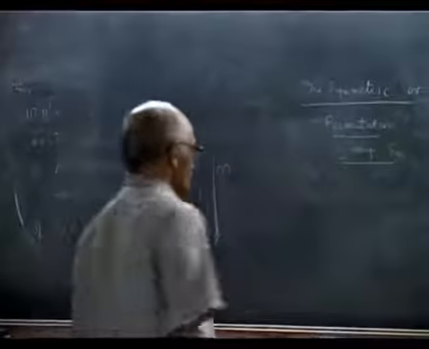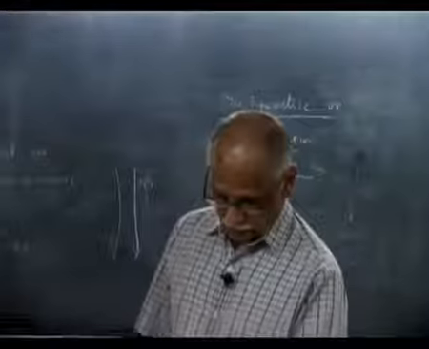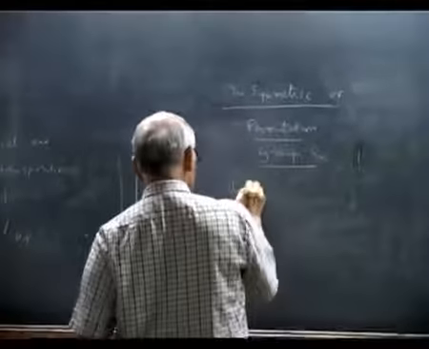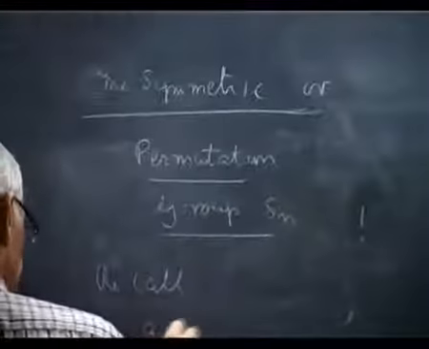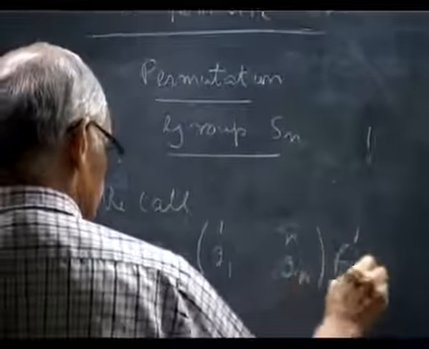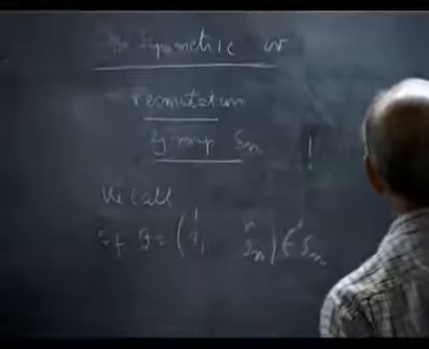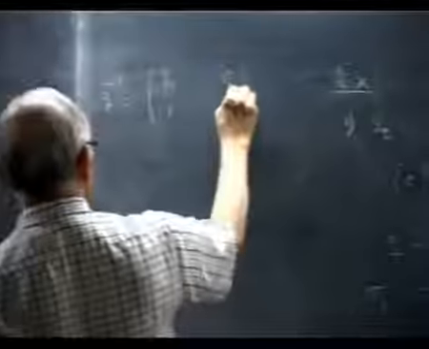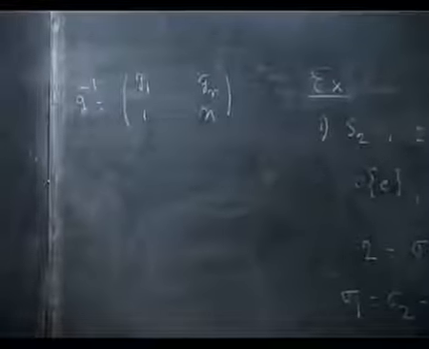Now we know the notation here. Recall, if g is 1 g1, n gn in Sn, the inverse is g1 1 up to gn n. This is useful to know.